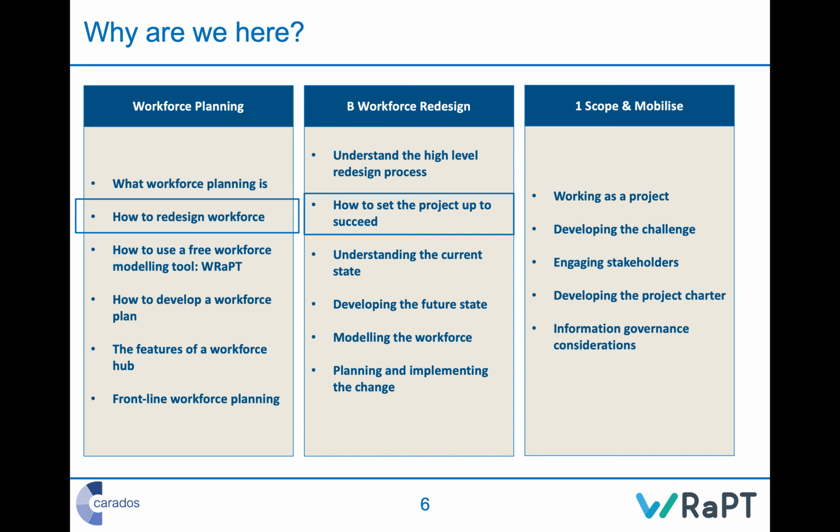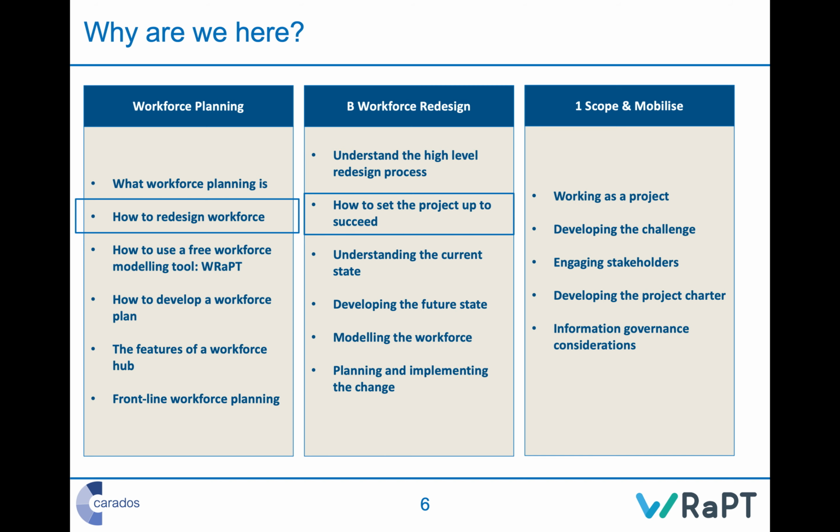And on that course, we are going to cover each of the different steps, as well as understanding the high-level redesign process, which we did in course B0. We're now going to look at how to set the project up to succeed, and then later on, we'll be looking at the current state, the future state, modelling the workforce and planning and implementing the change. As it comes to scope and mobilise, which is course B1, we'll be looking at how we work as a project, developing the challenge, engaging stakeholders, developing the project charter, and we'll be considering that lovely topic of information governance.